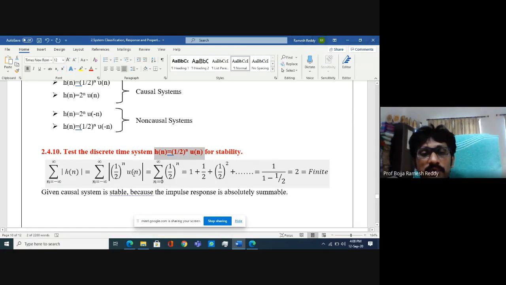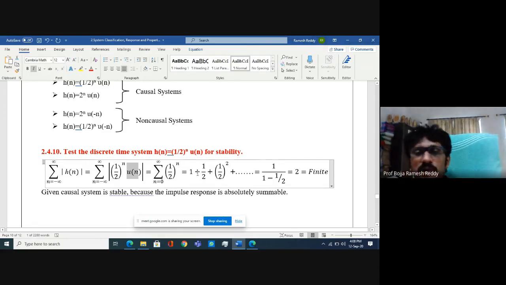h of n means half power n u of n. What does u of n mean? It is right-sided, so n starts from 0 to infinity; for negative values it is 0. Therefore, summation from 0 to infinity of half power n. Expand the summation: put n equal to 0, 1 by 2 power 0 is 1, plus n equal to 1, 1 by 2, plus 1 by 2 whole square, and so on. It is of the form 1 plus r plus r square plus and so on, which is an infinite geometrical series.